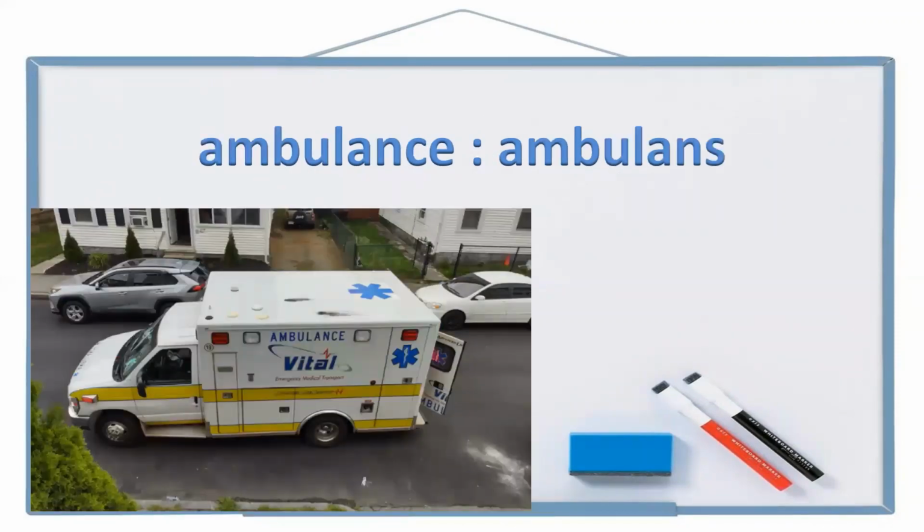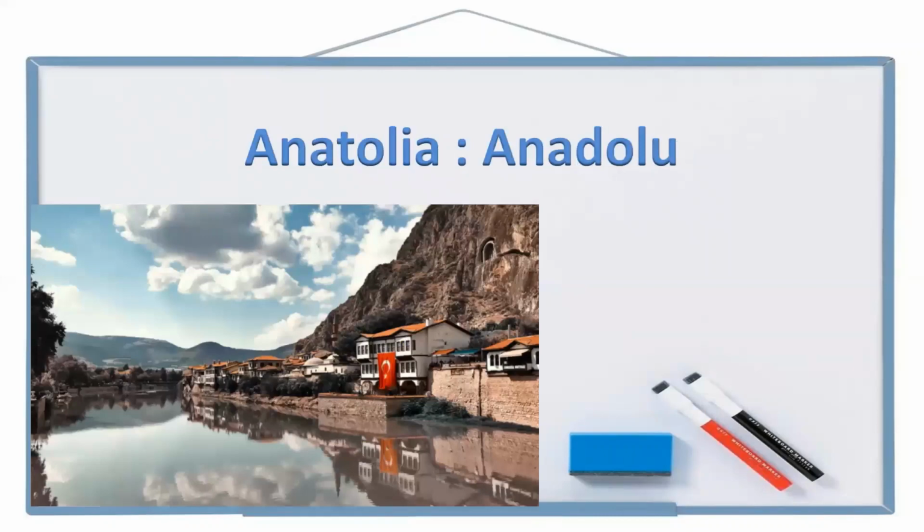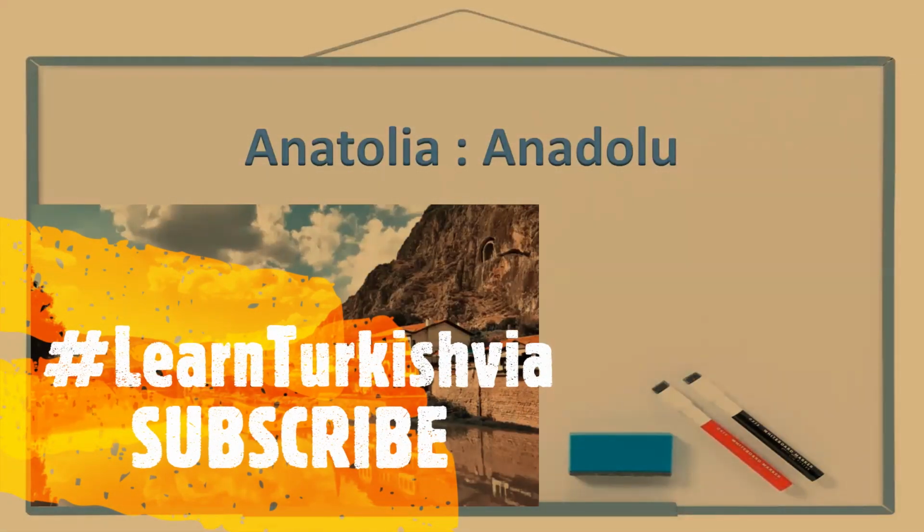Let's go on. Ambulance is almost the same, ambulans. Once again, ambulans. Let's continue. Anatolia. In Turkish, it is Anadolu. Once again, Anadolu. The Asian part of Turkey is called Anatolia, and in Turkish it is Anadolu.